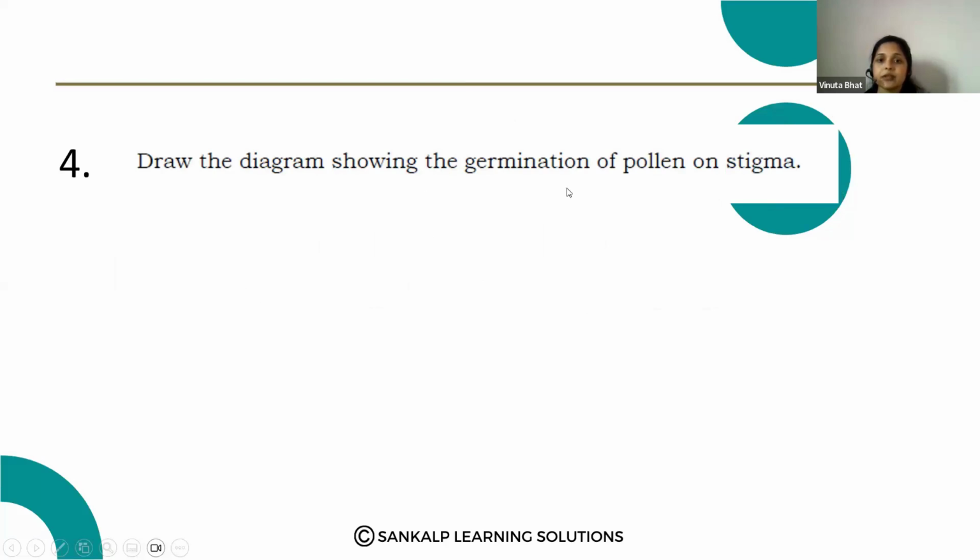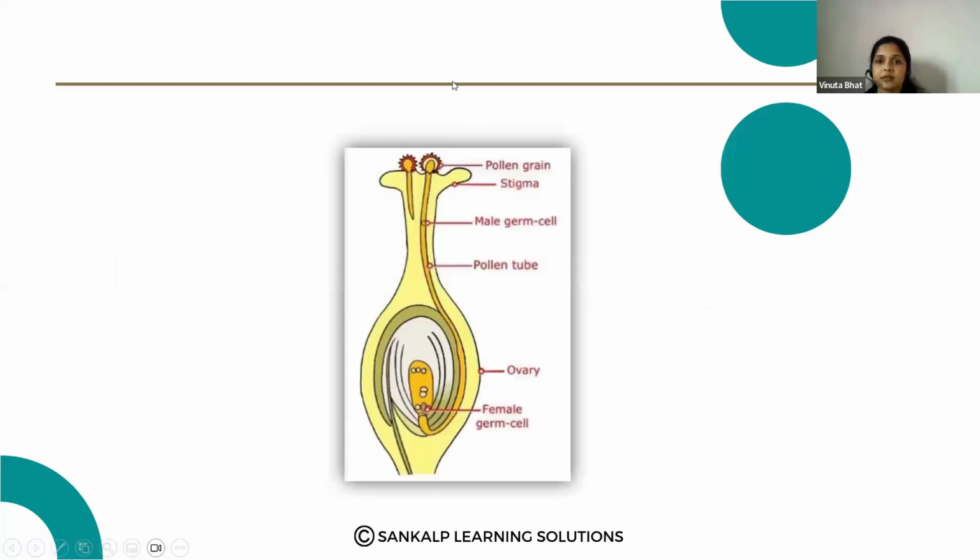Draw the diagram showing the germination of pollen on the stigma. How do the pollen grains germinate on the stigma and reach the egg? That is the important diagram. Yes, this one is the diagram which shows the germination. These are the pollen grains and they are able to germinate. They pass through the style and reach the female gamete. So this is the diagram which shows the germination of pollen grains on the stigma.